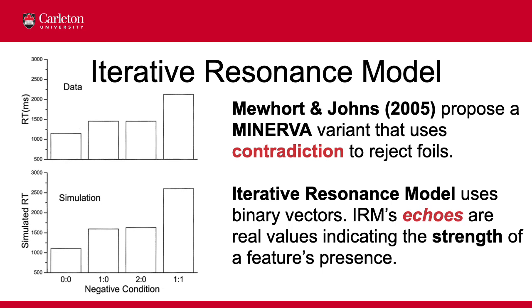To account for performance on the task, Mewhort and Johns propose a variant of Minerva, the iterative resonance model, which incorporates a contradiction mechanism into the model's decisions. Introducing a contradiction mechanism allows IRM to make accurate response time predictions for the foils. IRM does not address Minerva 2's failure on the fan effect task. Adding a contradiction mechanism provides a means of modeling response times for foils, but does not fix response time predictions for the targets.